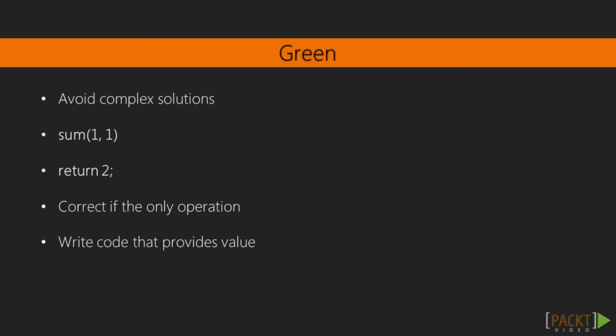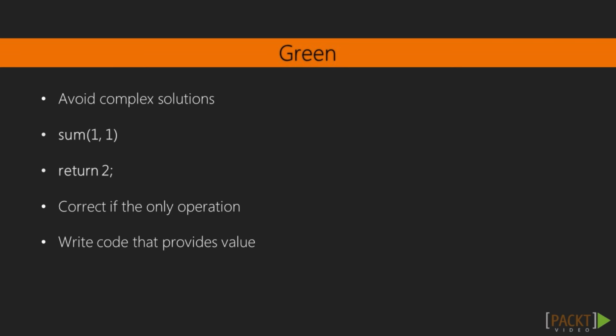Writing enough code to pass the test makes sure you won't waste time writing complex solutions. For example, you are writing a calculator and the only thing you want to test is that sum method with 1 and 1 returns 2. Your code for sum method would be just return 2.